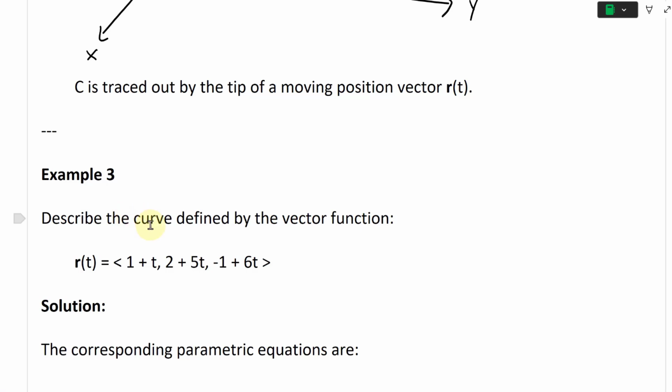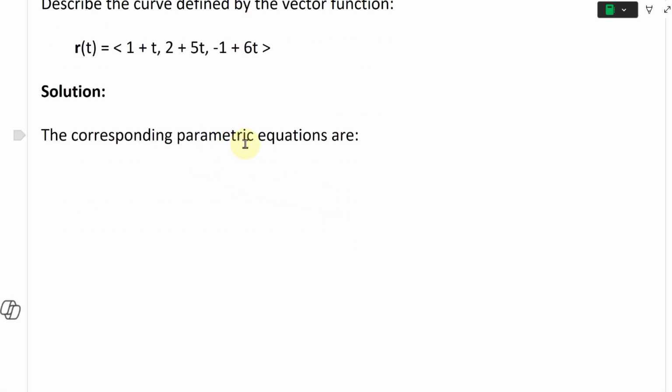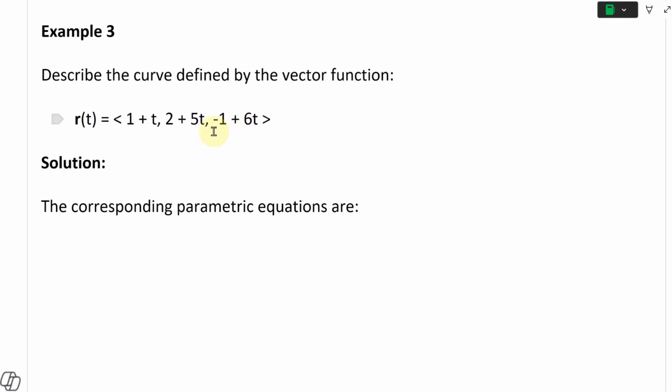This one states, describe the curve defined by the vector function r of t is equal to the vector with components 1 plus t, 2 plus 5t, and negative 1 plus 6t. So the solution: the corresponding parametric equations are, since we're going to draw this in 3D space, our x component, x equals 1 plus t.